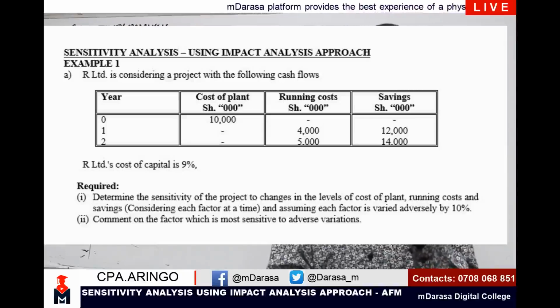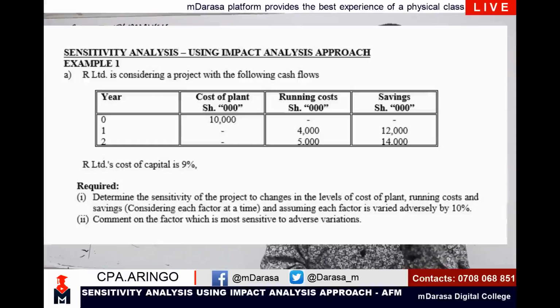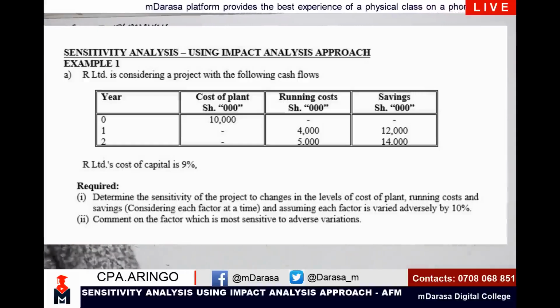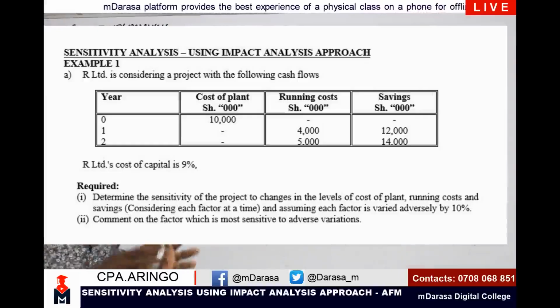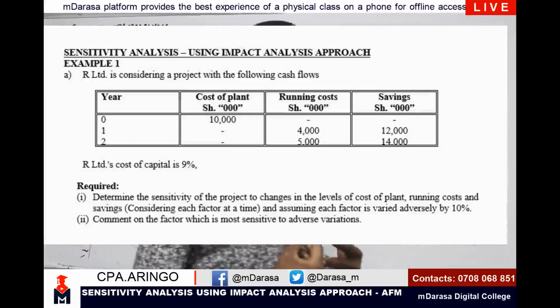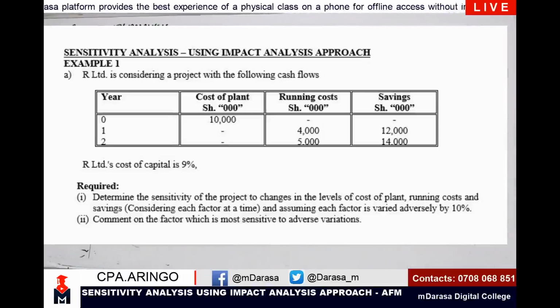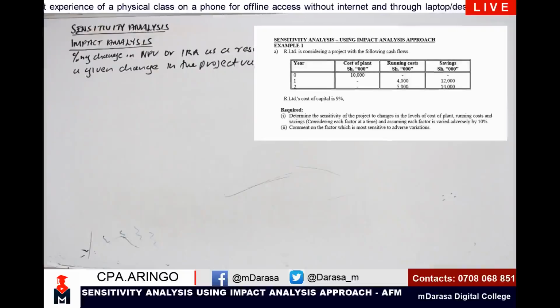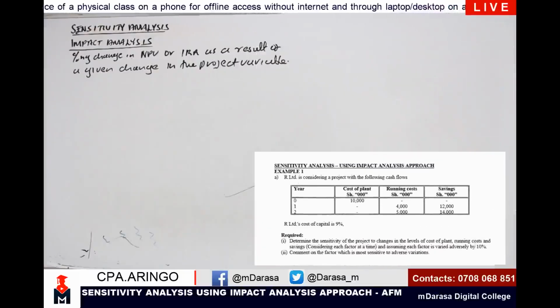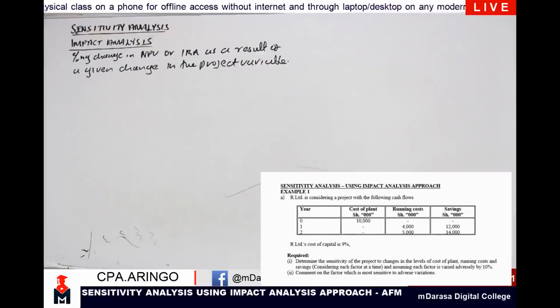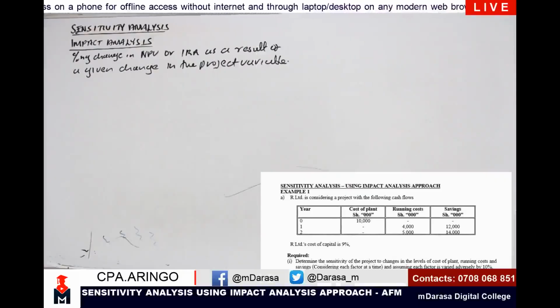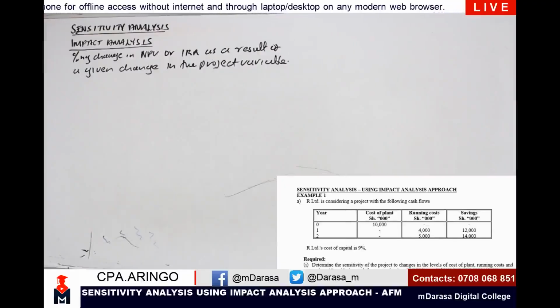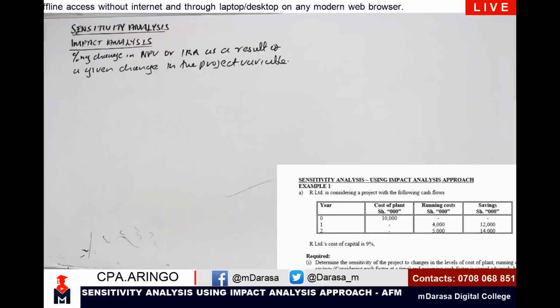So we are also required to comment on the factor which is most sensitive to adverse variation, right? So you need to determine that factor that is most sensitive, that will have a huge impact if at all it is adversely changed. So these are what you're having. So having this case, I can squeeze this question for us to have it somewhere here below. Yeah, we can have it just below there, which I believe is still visible.